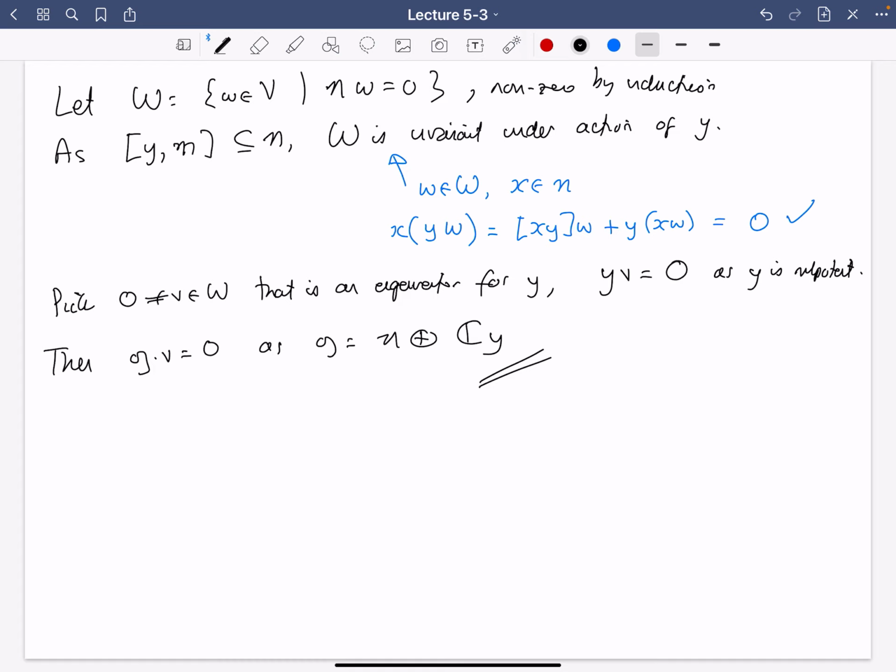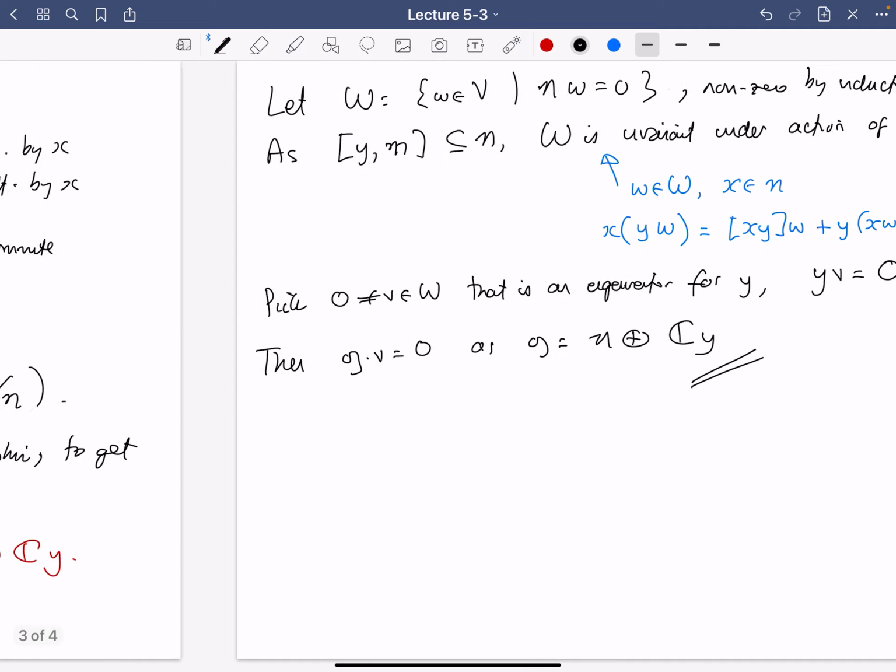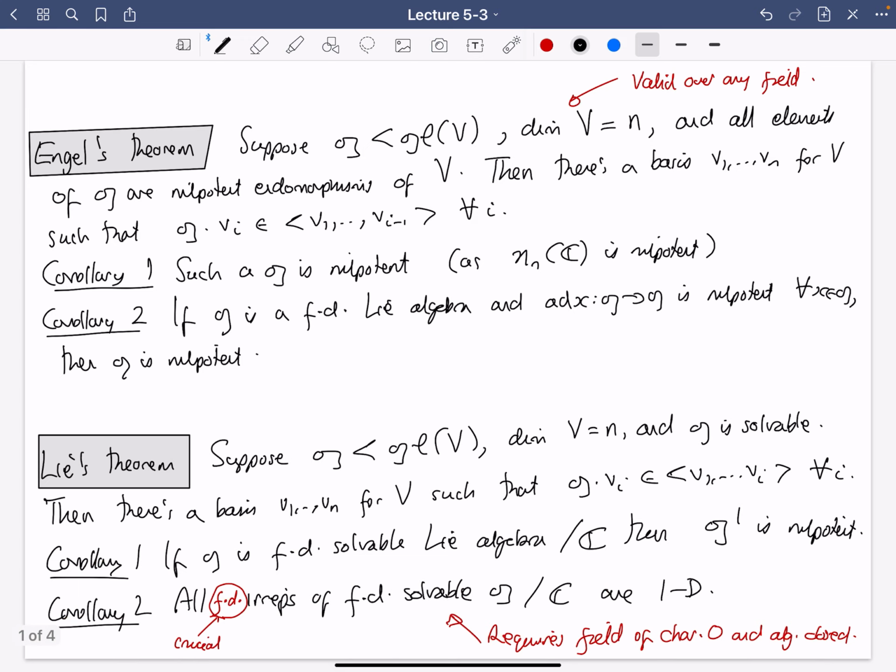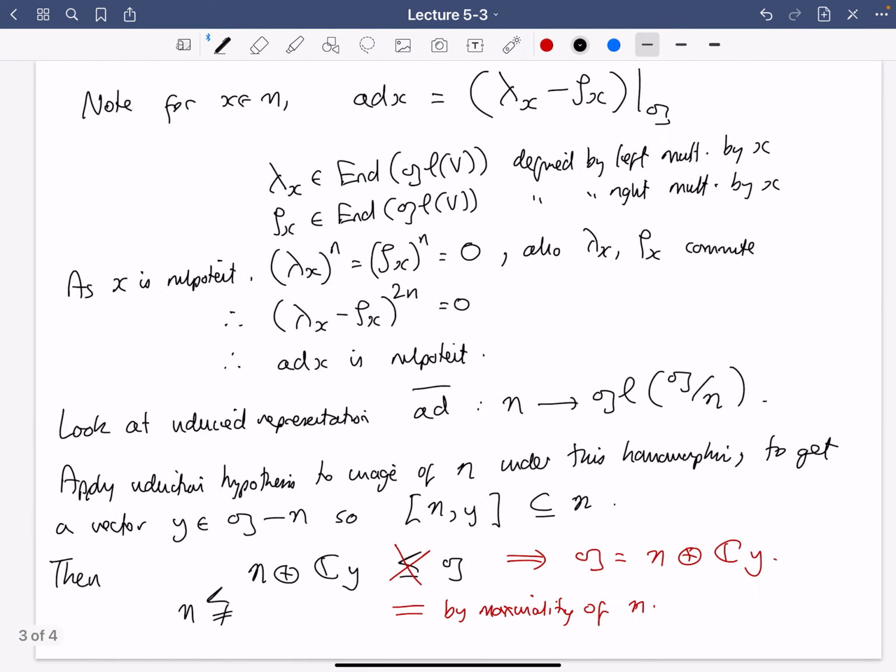Okay, so that's proved Engel. I'm writing C for complex numbers because that's what I'm basically assuming, but you don't have to look very far at that proof to see actually that's totally valid over any ground field. Okay, so that's Engel. So that was getting a basis where G acts strictly upper triangularly. And then Lie's theorem, our hypothesis is instead that G is solvable, and we're trying to get a basis where it acts weakly triangularly.